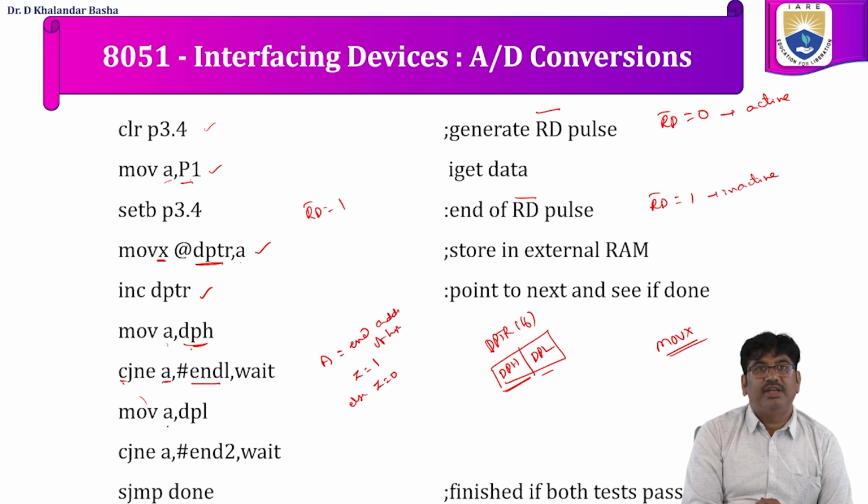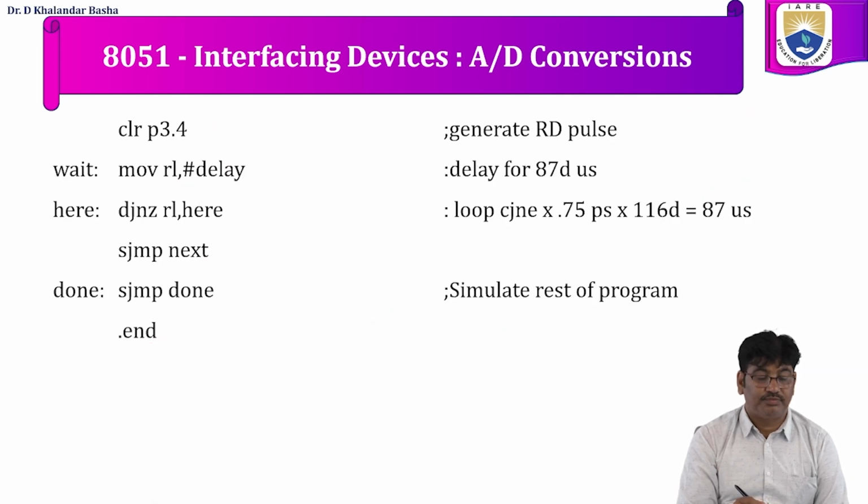Next, DPL will be loaded into the accumulator. Again we compare the accumulator contents with the lower byte of the end location. If it is not the same, then go for wait. Once these two match, we finish with simple done.